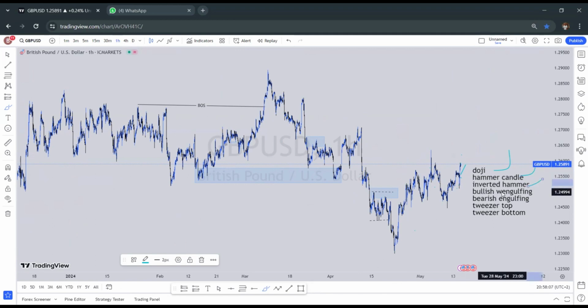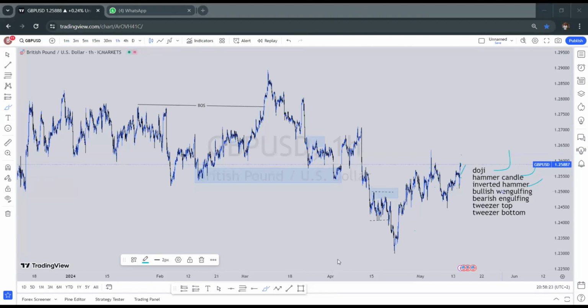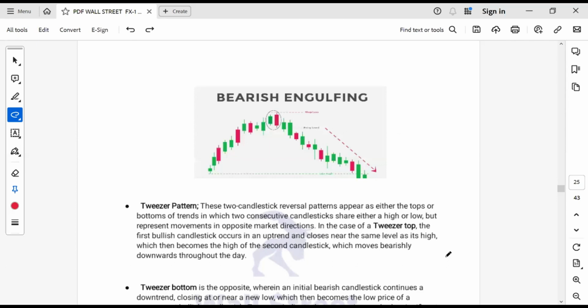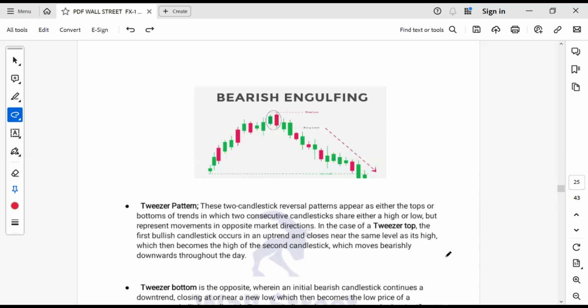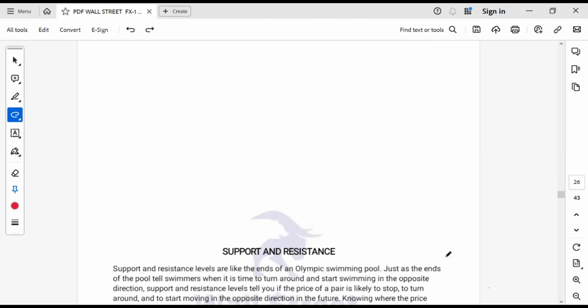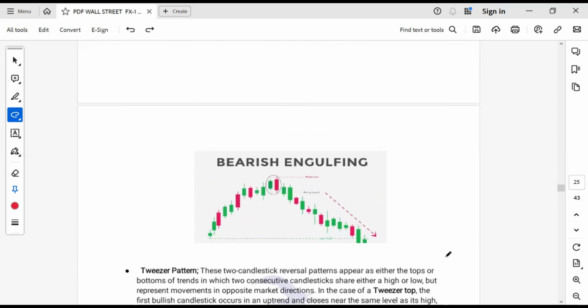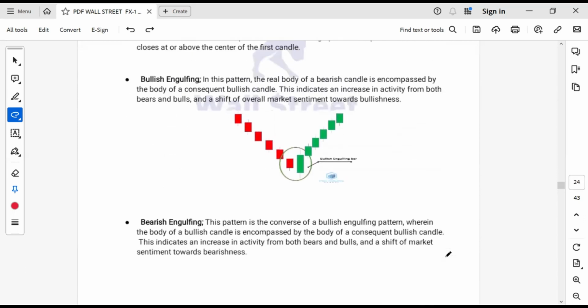Now, we're talking about the bullish engulfing. Let's clean the board. Bullish engulfing. So for this bullish engulfing, let's look at the screen or PDF. Let me show you guys something. All right, this is the bullish engulfing candle.